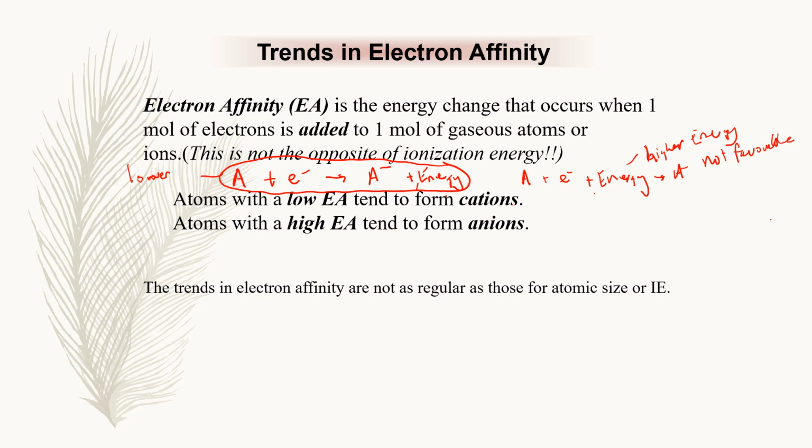Okay. So atoms with a low electron affinity are going to tend to form cations, and atoms with a high electron affinity will tend to form anions. Now, I'm going to do another video that is going to cover a lot of the exceptions that we have. Electron affinity is probably the most irregular of all of the normal four trends that we discuss, along with ionization energies.